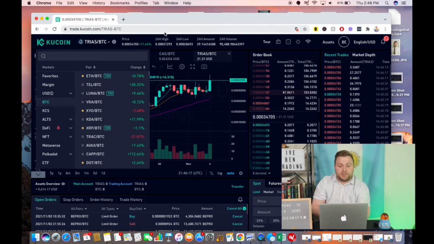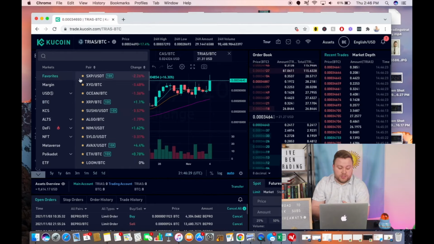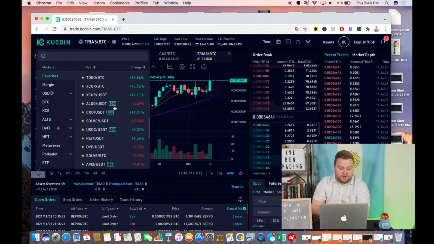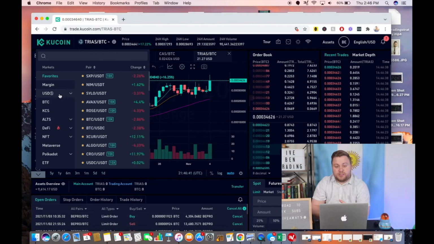First off, we have your favorites tab. This is just any cryptos that you want to add, and this is the one that I use the most. I just add any cryptos and then I have them there. It could be USDT pairs, Bitcoin pairs, Ethereum pairs, whatever. And after that we have USDT pairs.